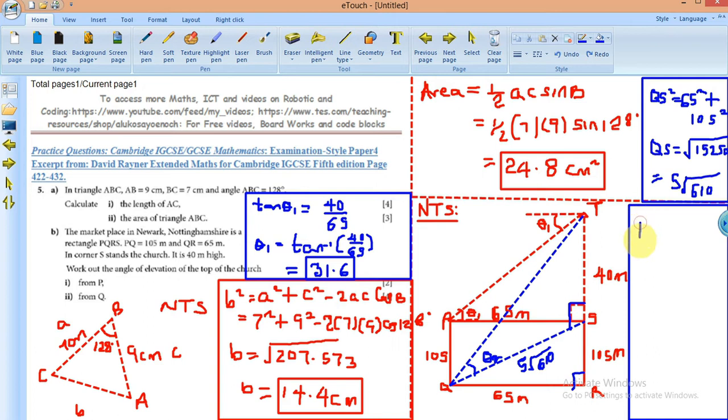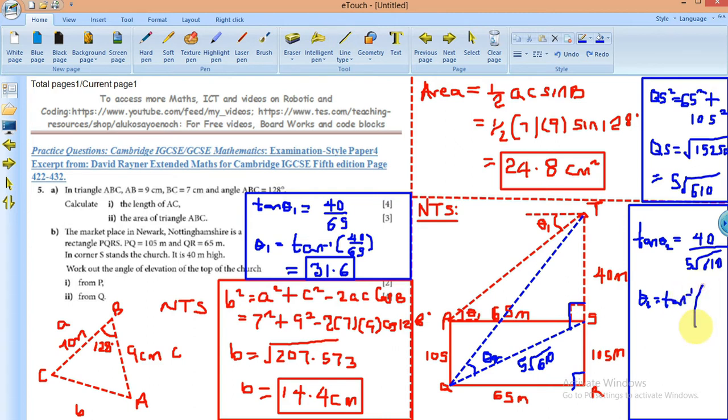So tan theta 2 equals opposite, that is 40, divided by adjacent, that is 5 roots 16. Then theta 2 will be arctan of that.